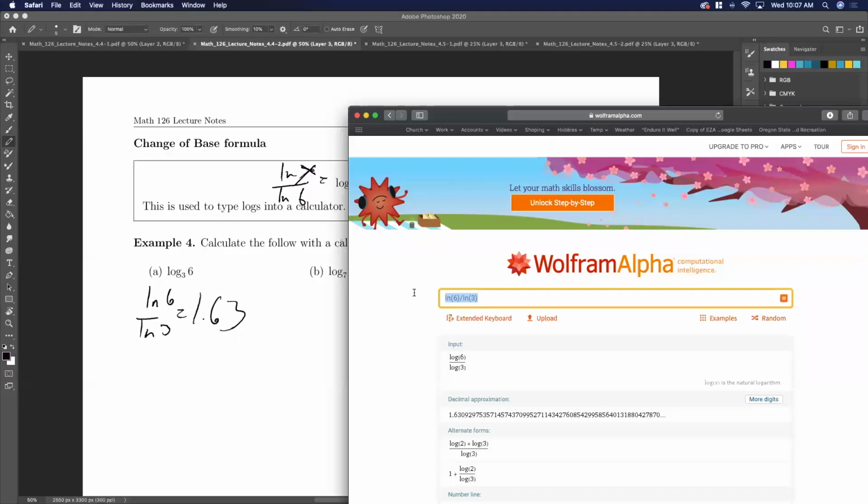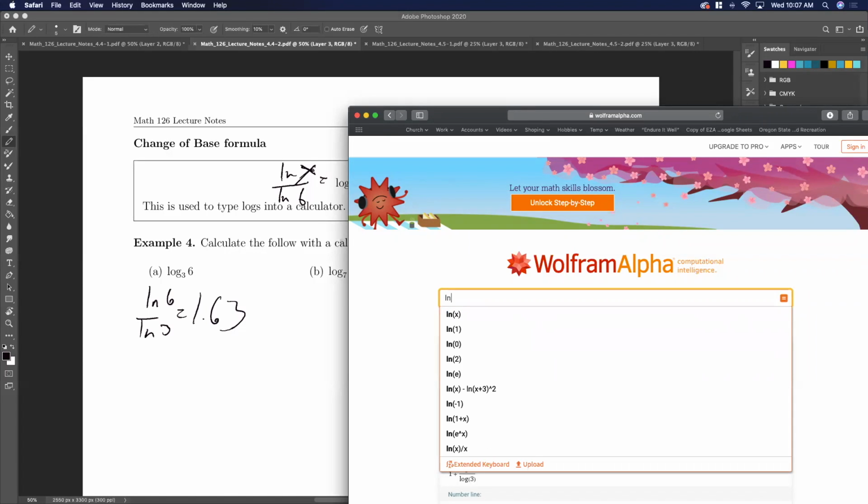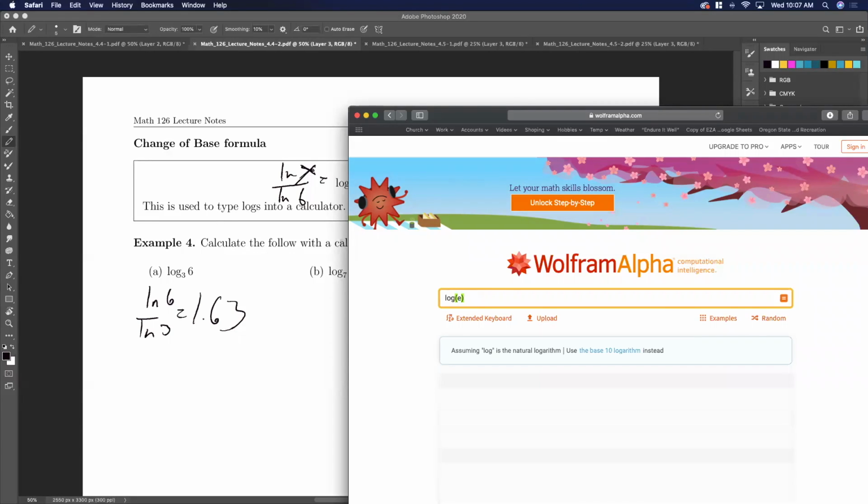Let me just see something real quick. So ln of, let me type in log of e. Tell me what that is. Yes, so on Wolfram Alpha, log of nothing is natural log. Natural log is also natural log. So remember how I said be careful about that? Here's a case where you should be careful.